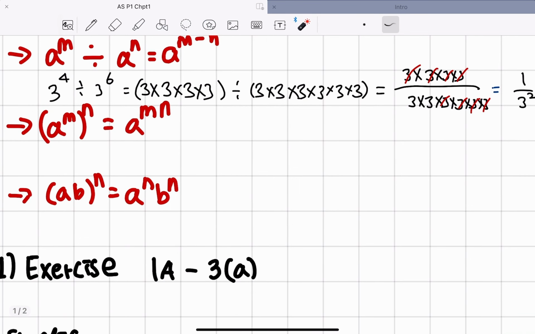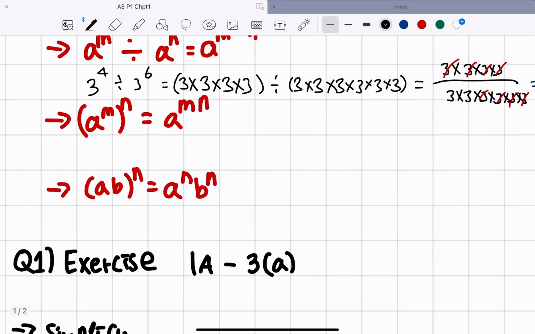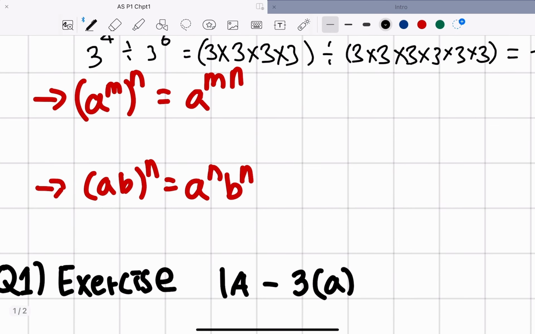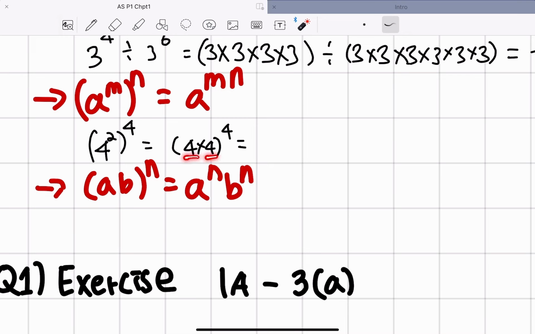So let's move on to the next one, which is a to the power of m, to the power of n. And let's also make some basic examples. So let's try with 4. So 4 squared to the power of 4. This means we multiply 4 twice. So 4 times 4 to the power of 4, right? You know that 4 times 4 equals 16. So it's basically multiplying 16 four times, right?